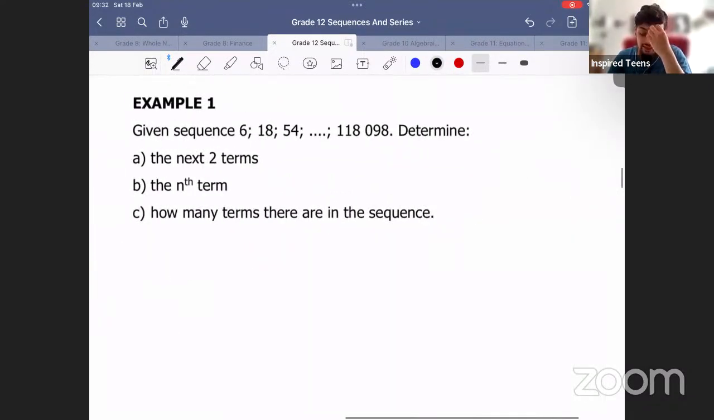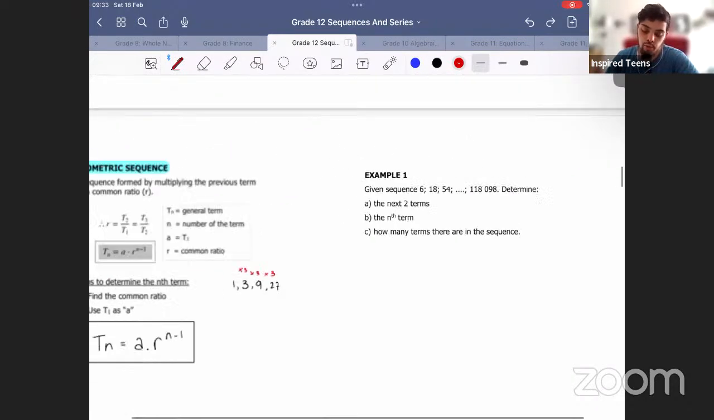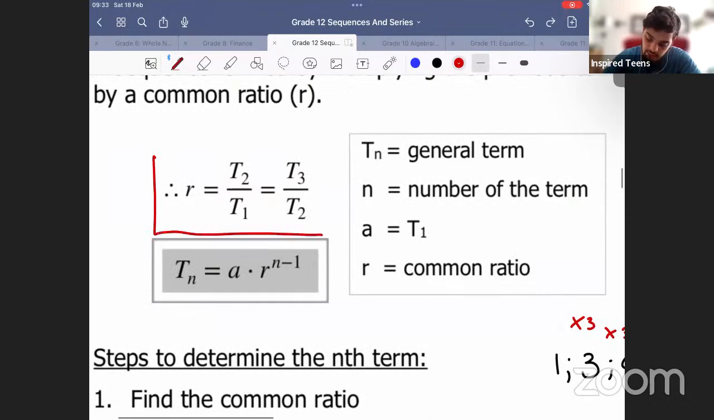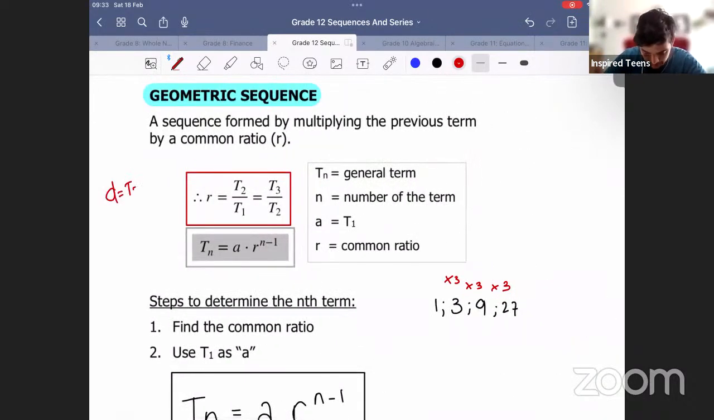Now, example 1, given the sequence 6, 18, 54, and they give us the last one. How do we know it's the last one for sure? There's a full stop afterwards, which indicates it does not carry on further. They say firstly, determine the next 2 terms. So now we need to determine R, just like how in arithmetic we determine D, the difference. And how do we determine R? It's not a given formula, it's just something you need to understand the concept of. R is equal to T2 over T1. Basically, you take one term and divide it by its previous term. Remember, the difference in arithmetic was T2 minus T1.